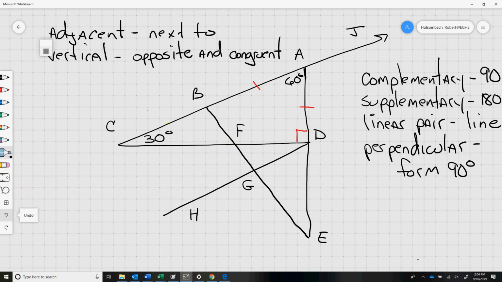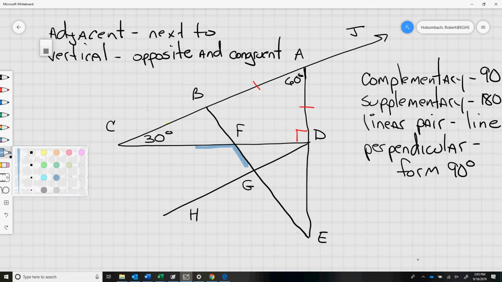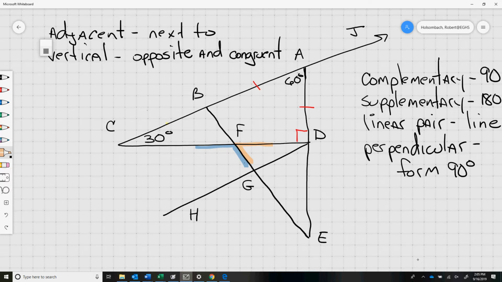A linear pair whose vertex is F. So here's one angle whose vertex is F, and a linear pair means it's going to form a line with something, so right next to it. That's GFC and GFD. Those two angles form a line and their vertex is F. Again, there's more than one answer to that question as well.